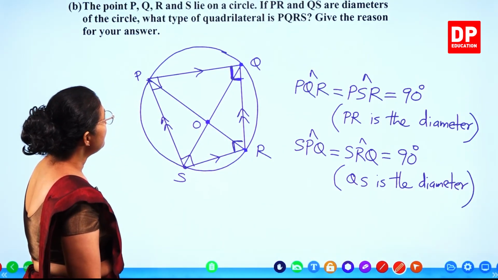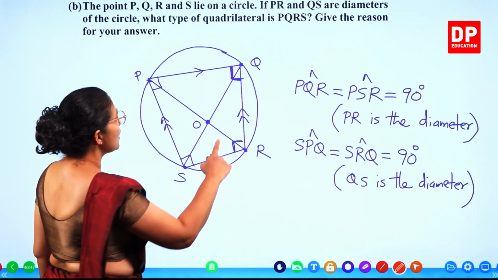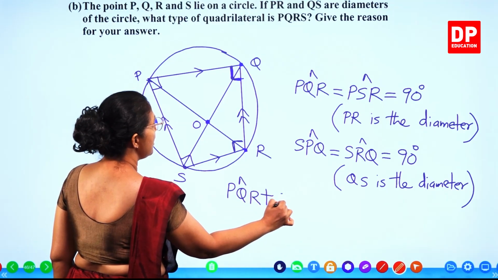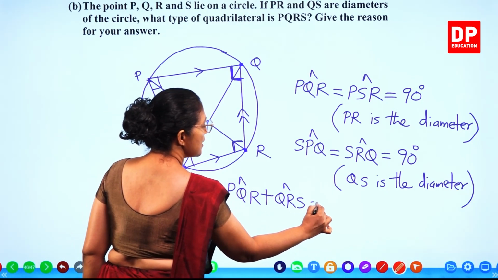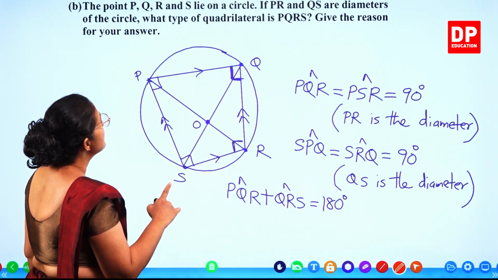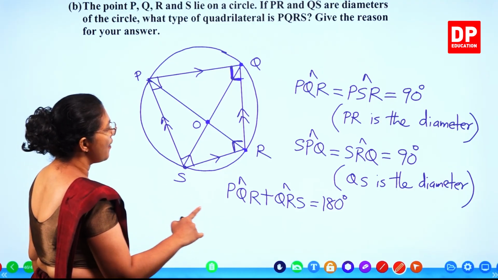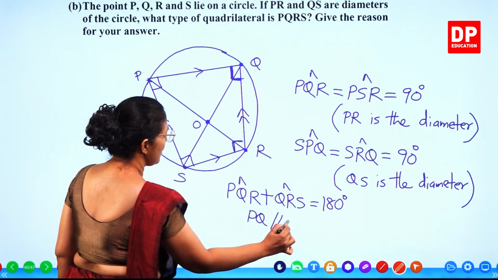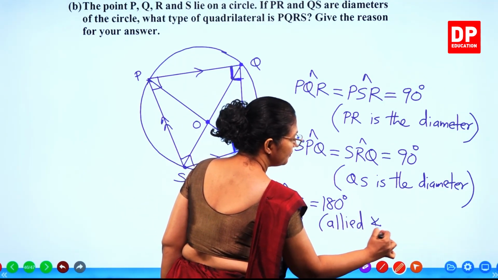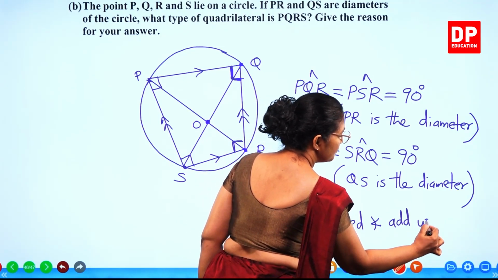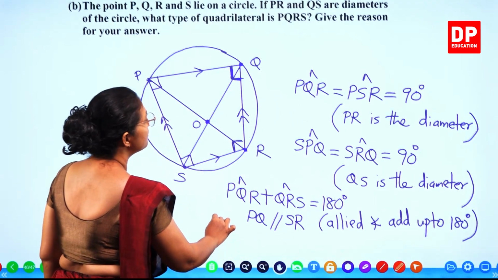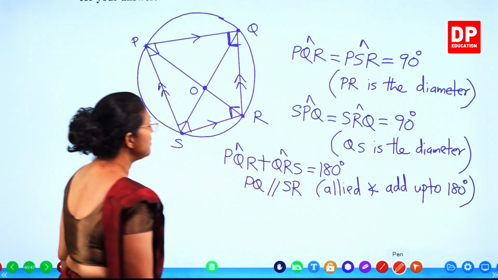And then you can say PQR plus QRS. That's 90 and 90, 180. That means PQ is parallel to SR. Allied angles add up to 180. Then same way you can write the other two angles.